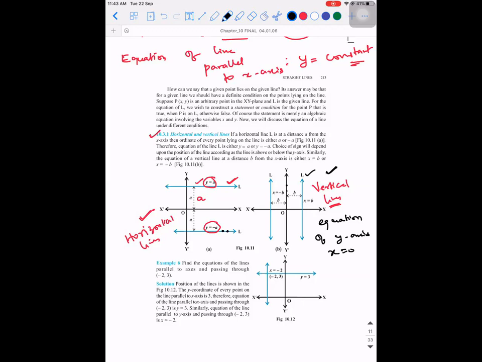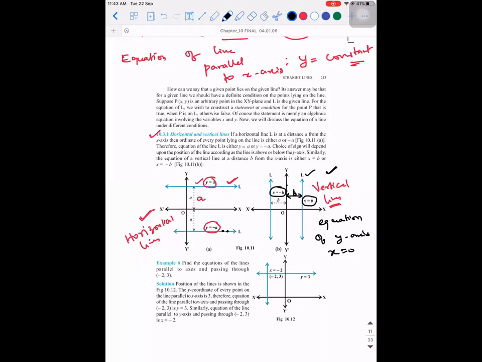Similarly, if you look at the blue color line, which is at a distance b from the y-axis, then what will be the equation of the line parallel to the y-axis? X will be equal to b. Similarly, if it is on the left-hand side, it will be x is equal to minus d. I hope this point has got registered in your mind. This is a very, very basic point. Am I clear till this point?